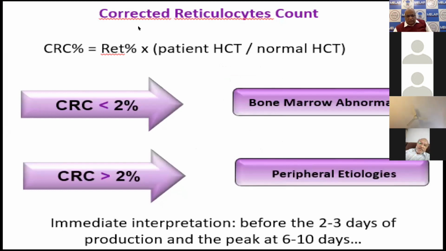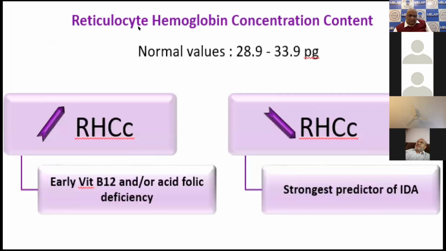This is what I told you. Corrected reticulocyte count less than 2%, some bone marrow abnormality. If it is more than 2%, it is either blood loss or peripheral destruction like in hemolytic anemia.